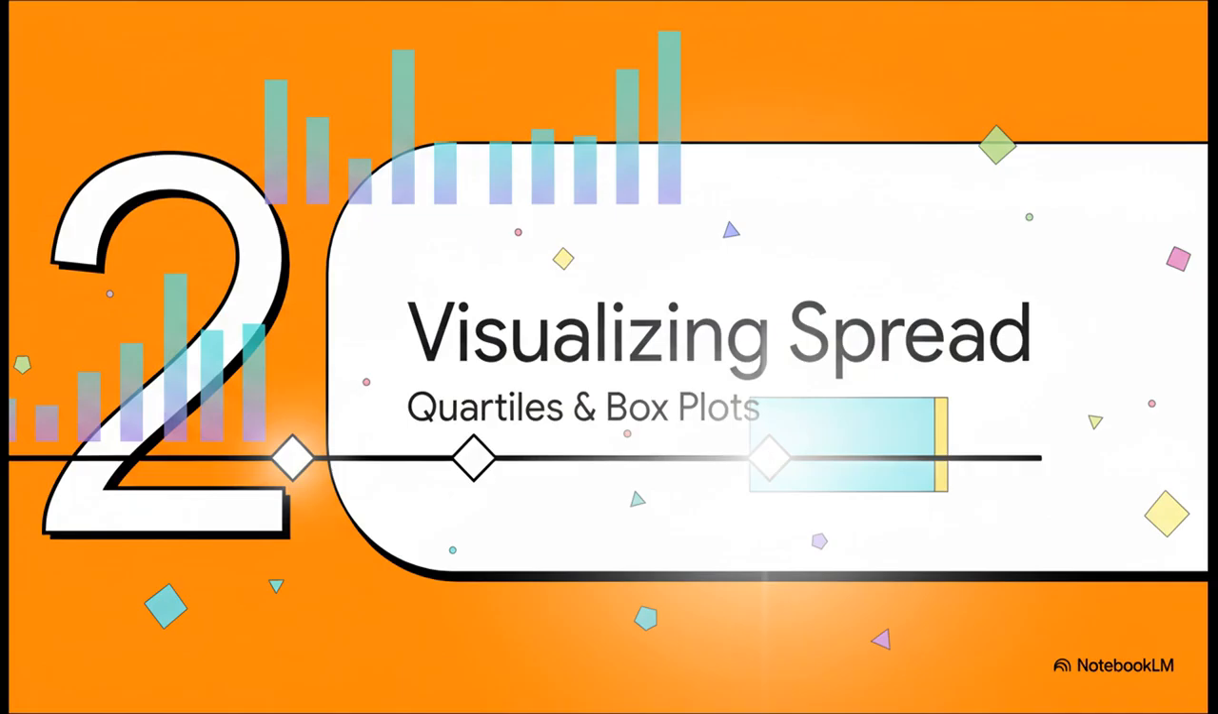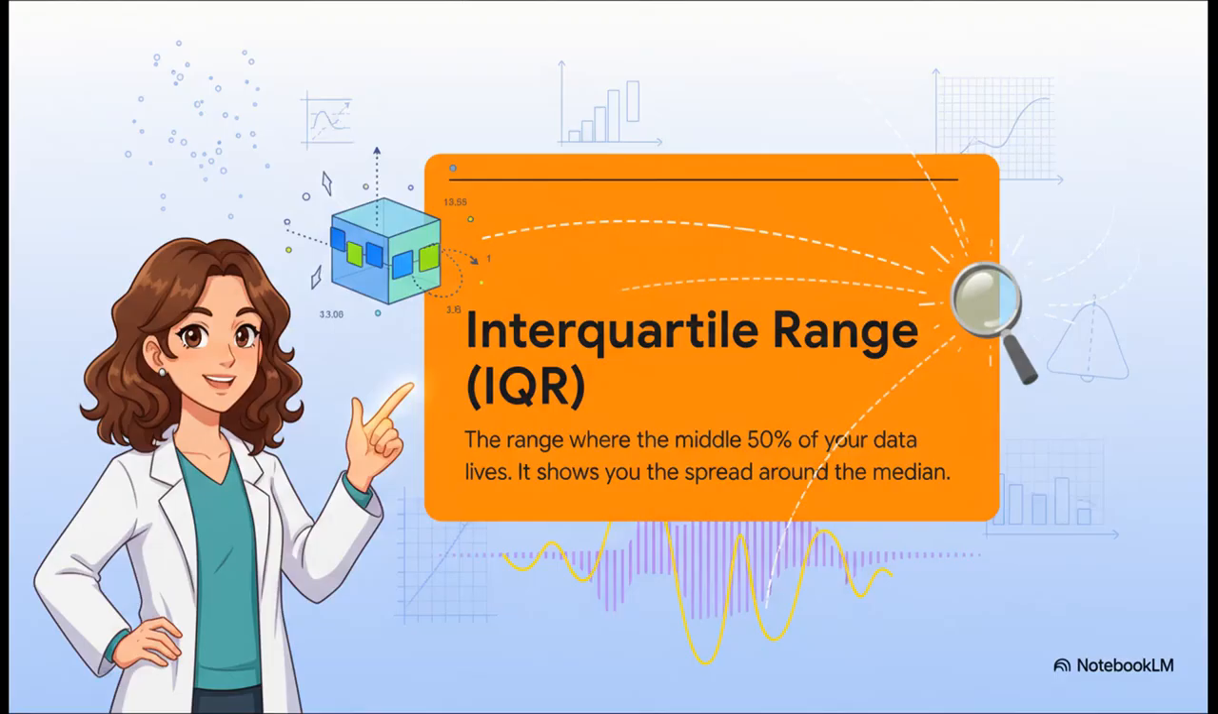Okay, so we've figured out the center of our data. But that's really only half the story, isn't it? Are all the numbers crammed together? Or are they spread way out? To answer that, we need to talk about quartiles and something called a box plot. Before we peek back at the notes, let's break down this term, the interquartile range, or IQR for short. I know, it sounds super complex, but it's really just a way of asking, where's the middle chunk of my data? It shows you how spread out that main group of values really is.